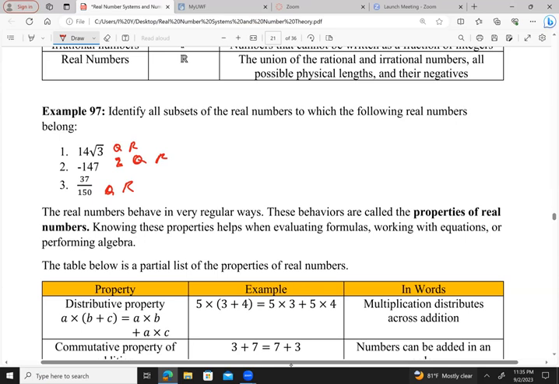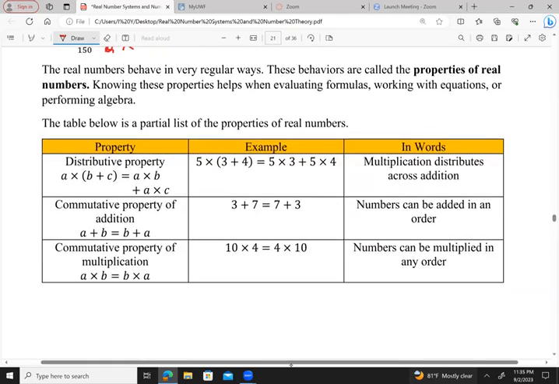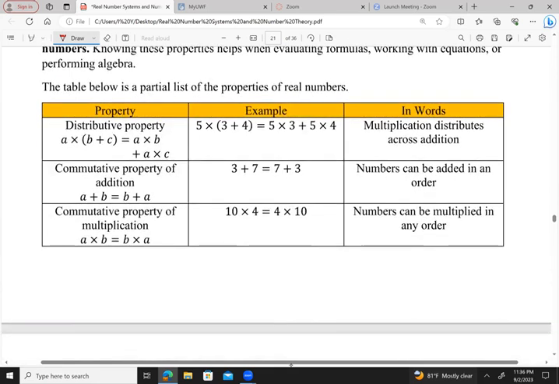Real numbers behave in very regular ways. These behaviors are called the properties of real numbers. Knowing these properties helps when evaluating formulas, working with equations, or performing algebra. So we have this table below, a partial list of some of the properties of real numbers. First, as we've already mentioned earlier, is the distributive property. A times (B plus C) is the same as A times B plus A times C. Multiplication distributes across addition.